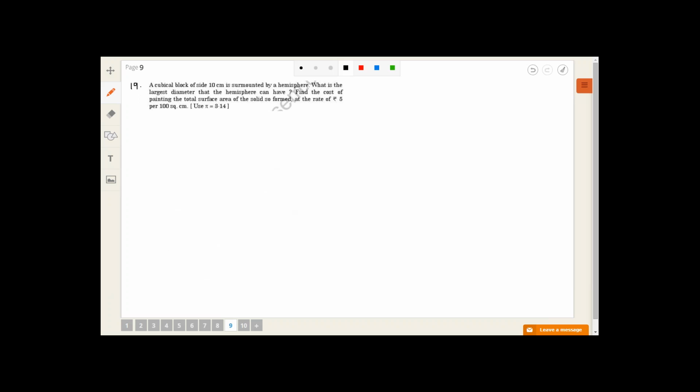A cubical block of side 10 centimeter is surmounted by a hemisphere. What is the largest diameter that the hemisphere can have? Find the cost of painting the total surface area of the solid so formed at the rate of rupees 5 per 100 square centimeter.